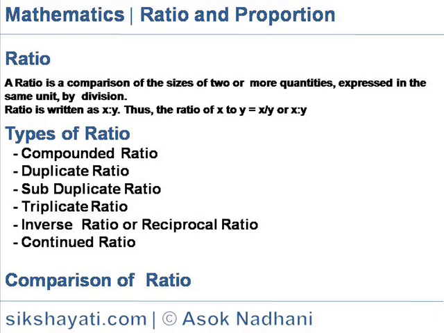2. Here AD is equal to 3 into 16 is equal to 48. BC is equal to 8 into 6 is equal to 48. So 3 is to 8 is equal to 6 is to 16.